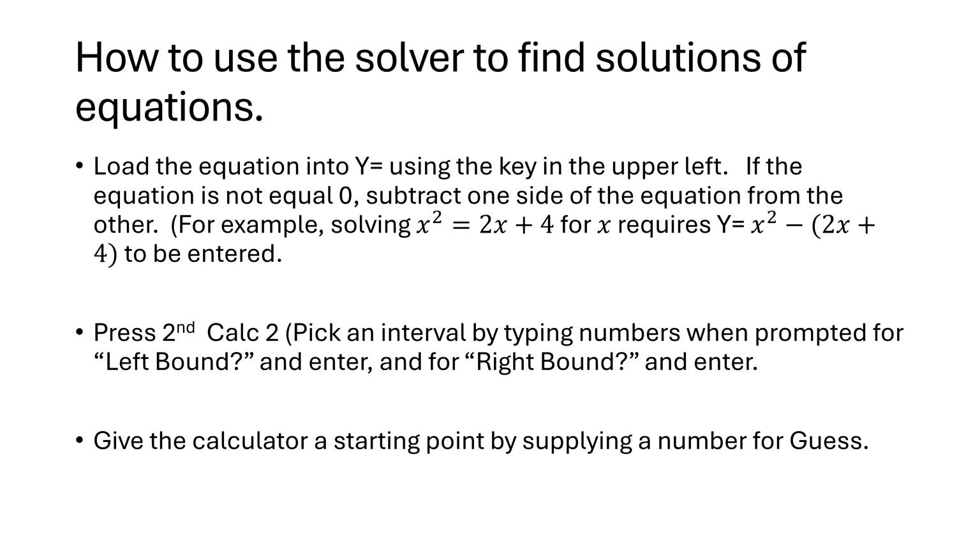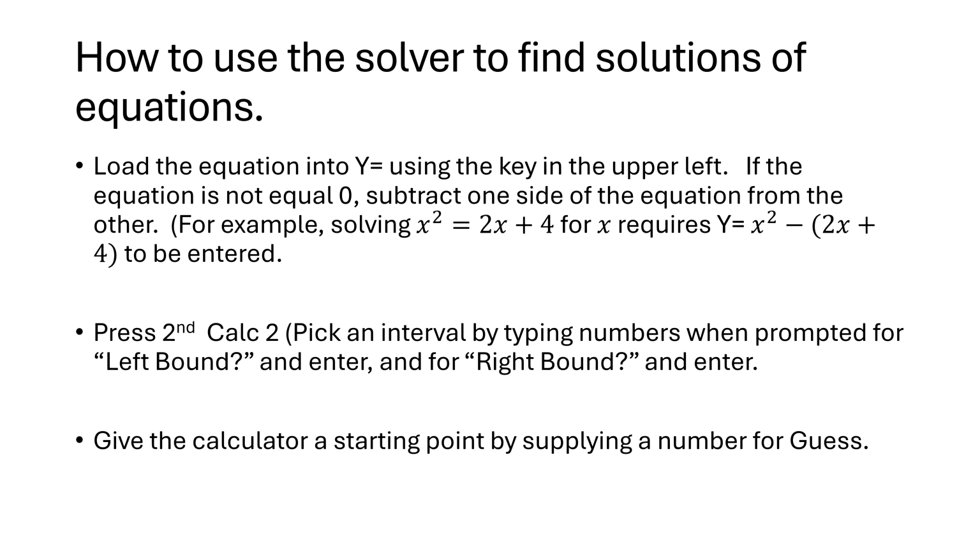Load the equation into y equals using the key in the upper left. If the equation is not equal to 0, subtract one side of the equation from the other. For example, solving x squared equals 2x plus 4 for x requires y equals x squared minus, open parentheses, put the other side of the equation in, 2x plus 4, and close parentheses.